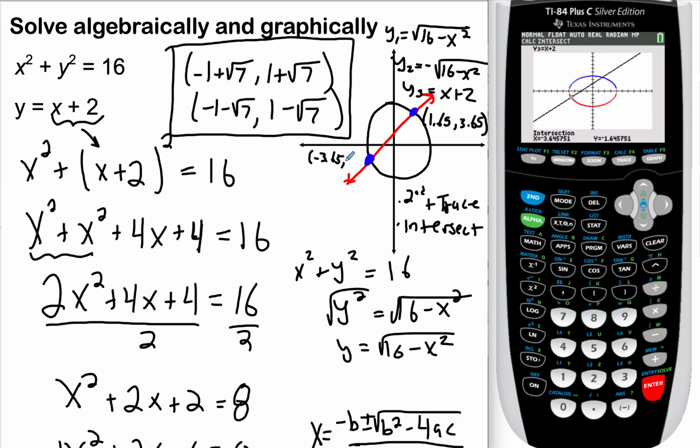-3.65, -1.65. All right, and that's how you do it. So we have the analytical solution. This is the more accurate one, because we have the exact values.